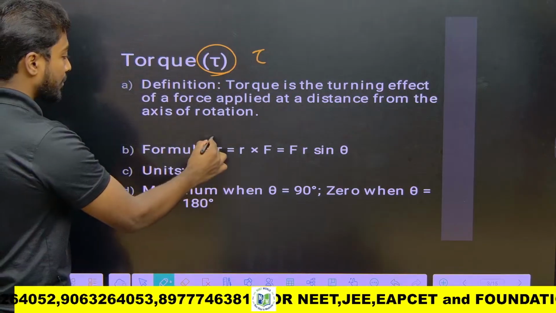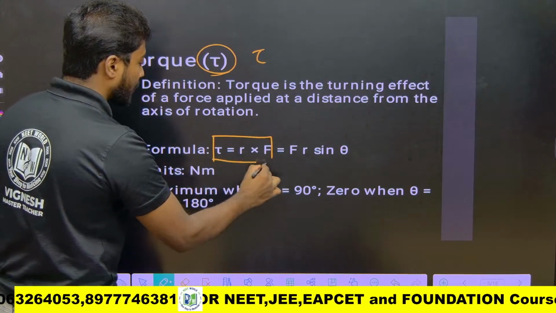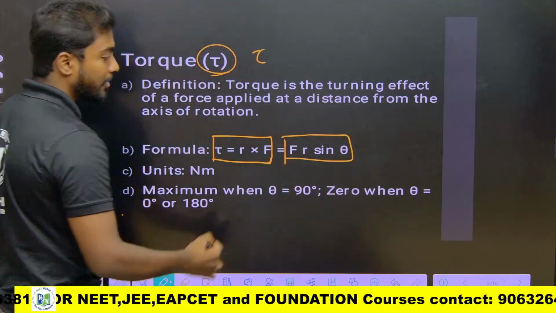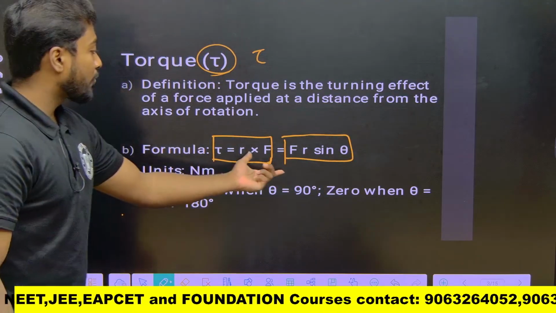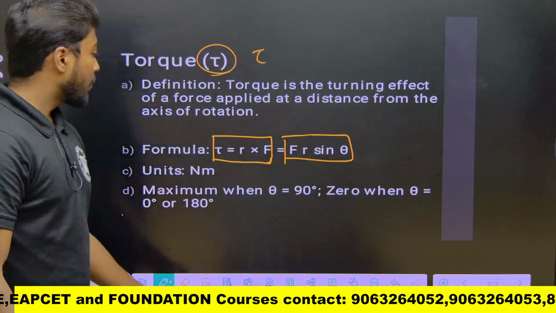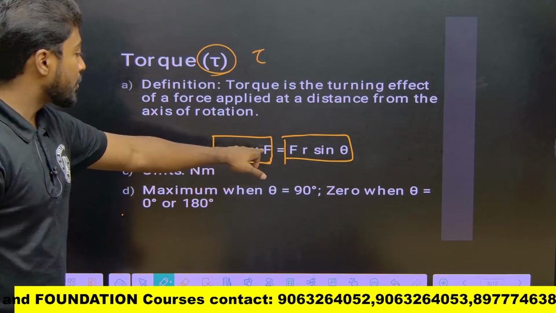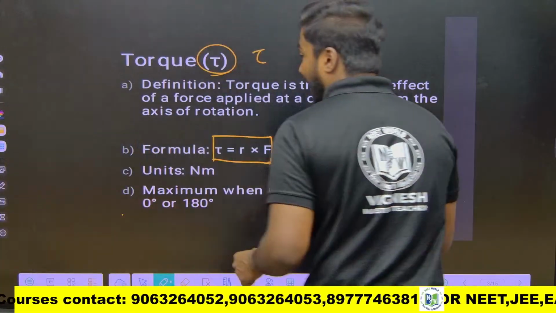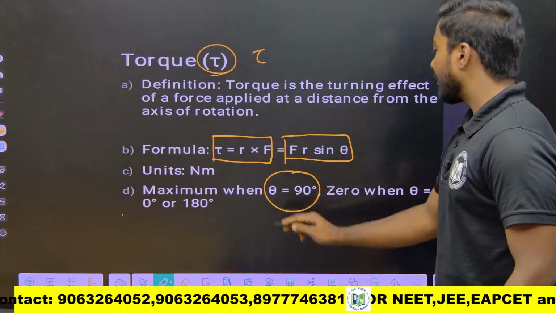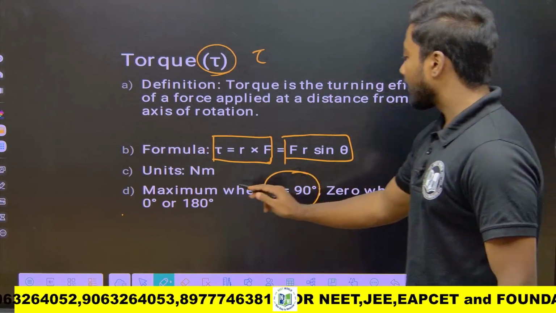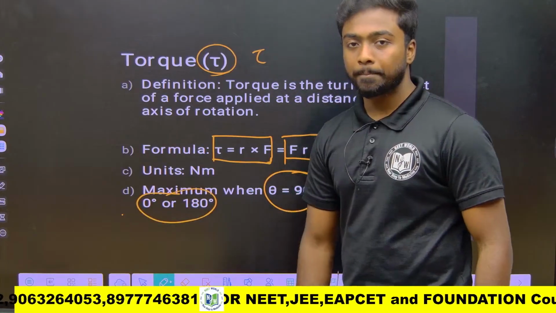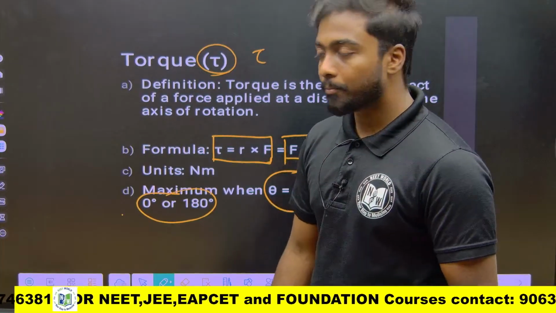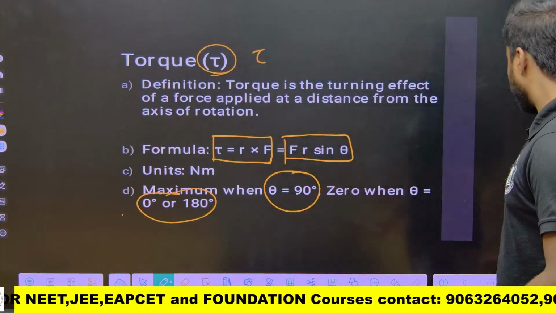So the formula is r cross F, where I can write it as rF sin theta also. So either r cross F or rF sin theta, where the SI unit is Newton meter. And one more thing, the torque is maximum when the angle theta is 90. When the angle is 0 or 180, torque is minimum. I know sin 90 is 1, sin 0 or 180 is 0, right? This is about torque.